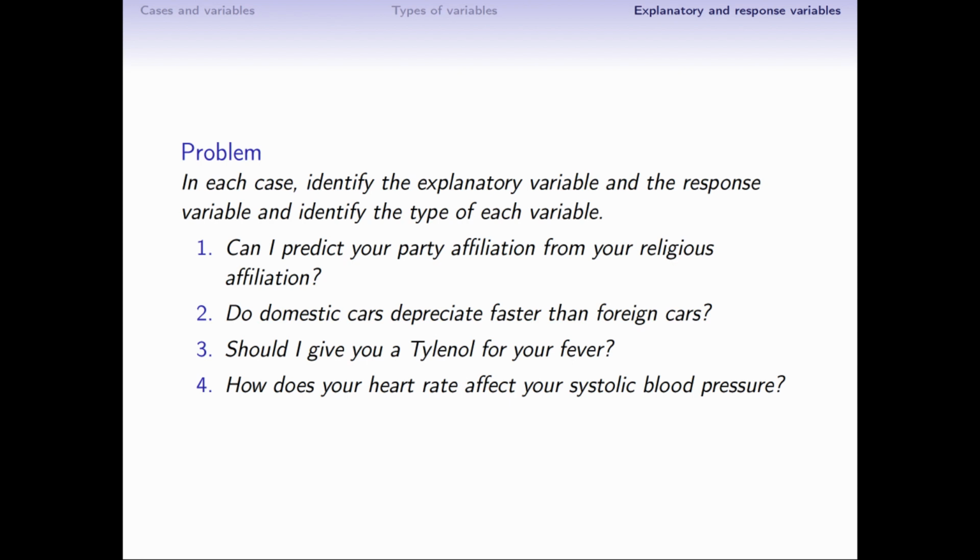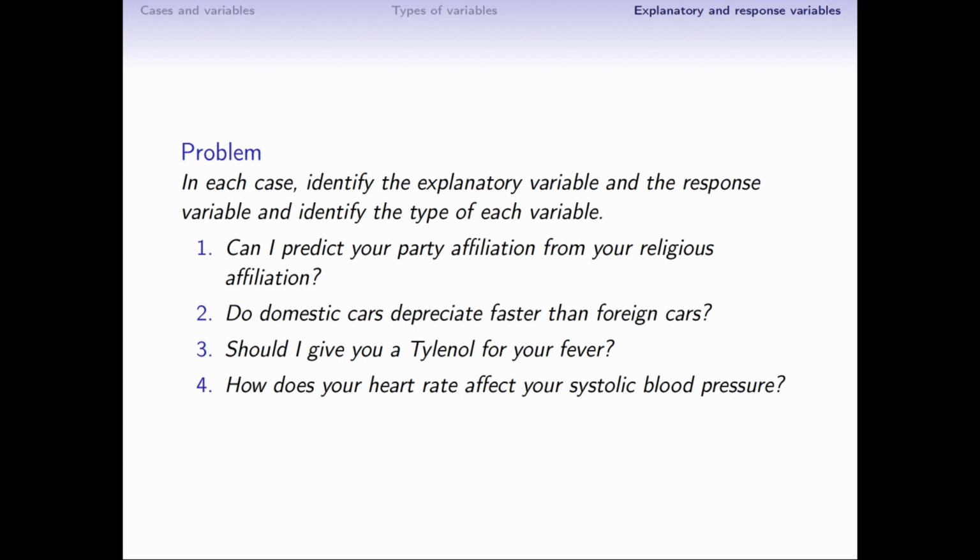Should I give you a Tylenol for your fever? We all understand that normal human temperature is about 98.6 degrees Fahrenheit. If you're slightly elevated from 98.6, I may not give you a Tylenol, because there might be another reason why your body temperature is slightly elevated.